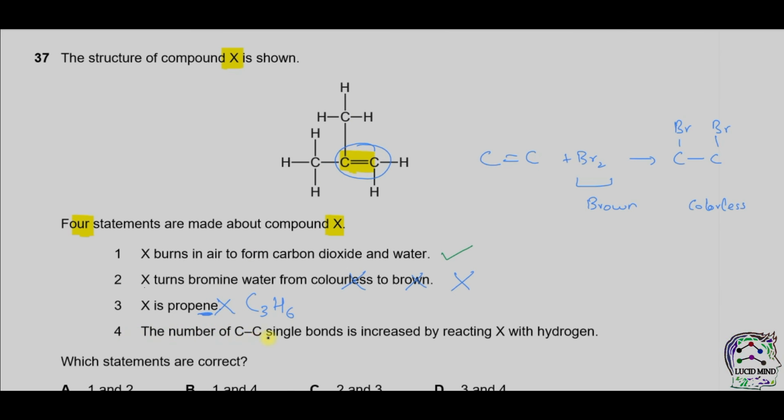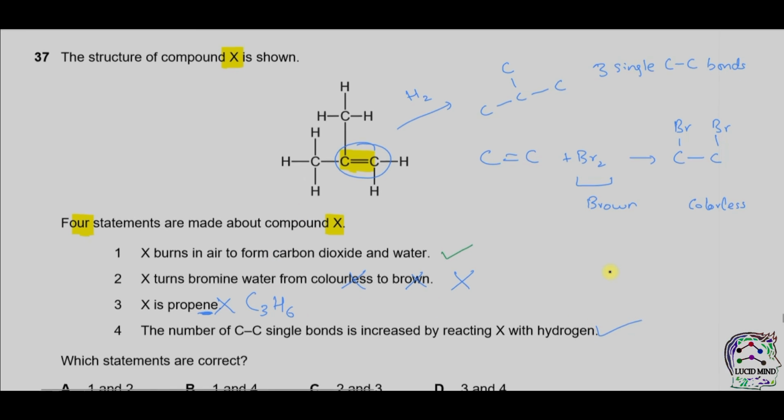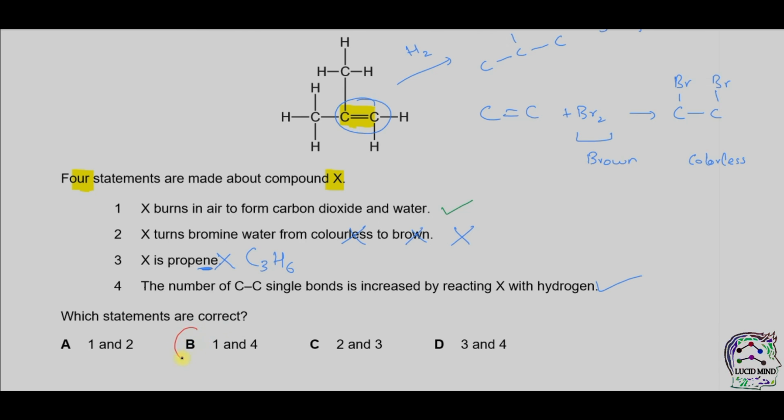Number 4. The number of C-C single bonds is increased by reacting X with hydrogen. When we react with hydrogen, this double bond is also converted into a single bond. So now we can see that initially we had 2 single bonds and 1 double bond. Now we have 3 single bonds. So this statement is also true. Correct answer is therefore B.